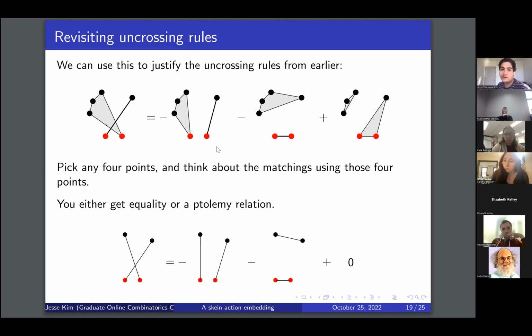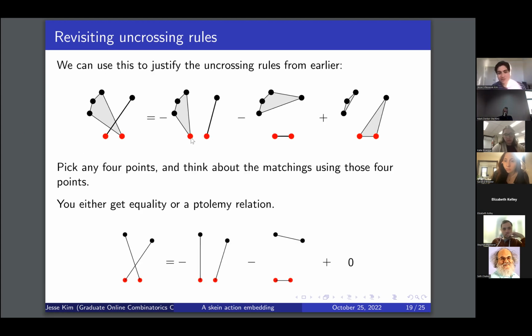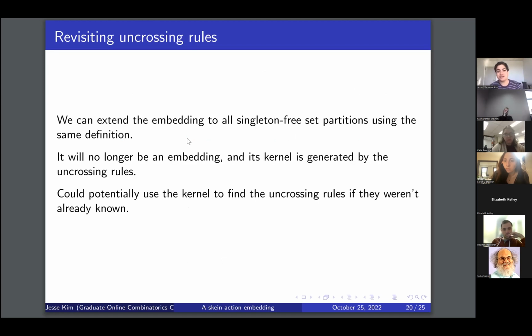I guess I've also extended this action to all set partitions. I should have said that earlier. So sorry, I extended this map to all set partitions. So it's no longer an embedding if you extend it to all set partitions. It was only an embedding on non-crossing set partitions. So when you extend it to all set partitions, you get a kernel. And the kernel is exactly generated by the uncrossing rules from before.